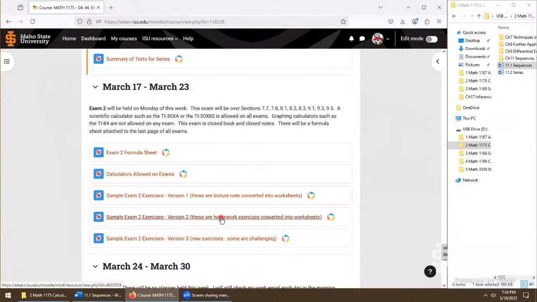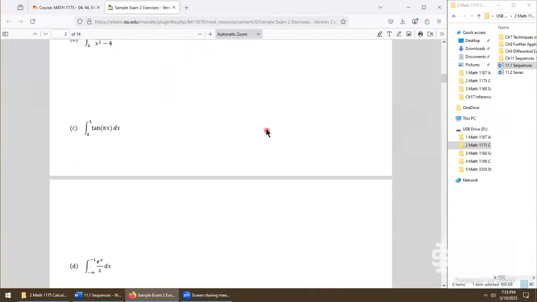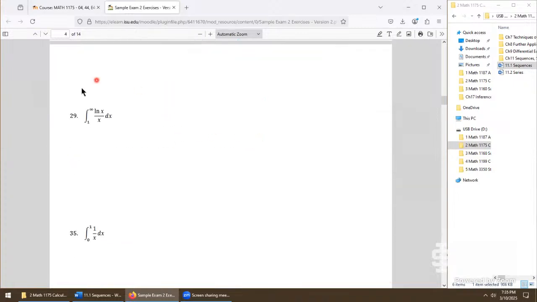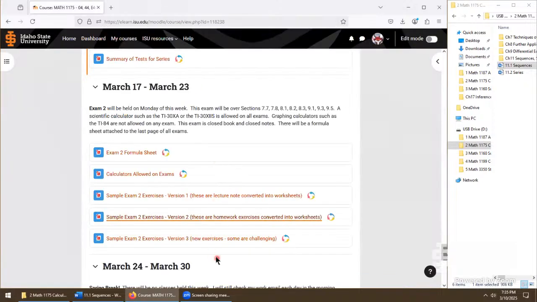This one might not be as exciting, but if you want to go back to your homework exercises, they're all here. And if you forgot how this one went, give it a try. It's just as good as it was before. And then for the people who want actually new problems, here's what version 3 is. Some of them are pretty challenging, but it has the problems and the solutions at the back as well. So these are fresh problems.